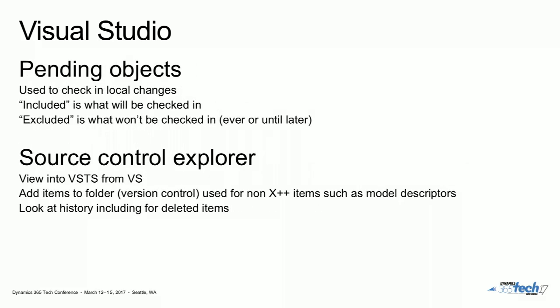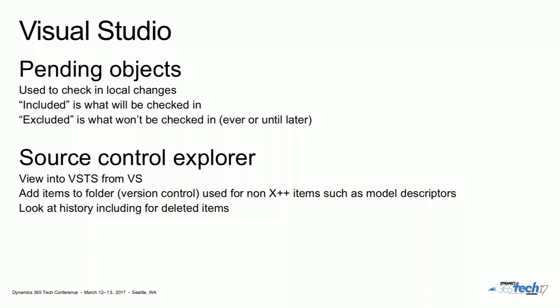I showed pending objects. That's where you check in local changes. The included is what will get checked in when you click check in. The excluded is what won't, but if you want to do two check-ins, you can move something down to excluded, do a check-in, and then move it back to do the second check-in. Or never, you can just push them down there and forget about them, because sometimes you don't want to check in projects. I think we have more on projects in a minute.